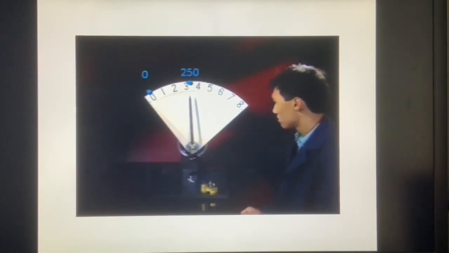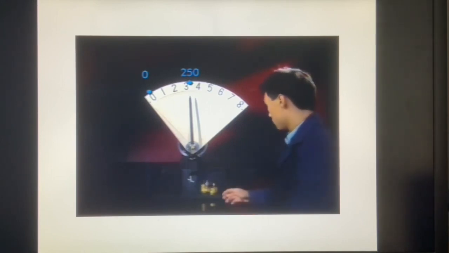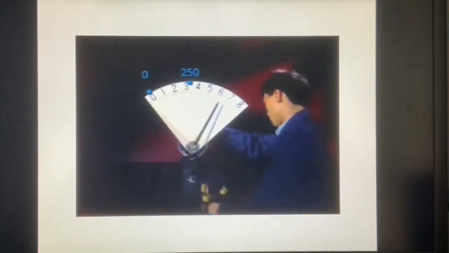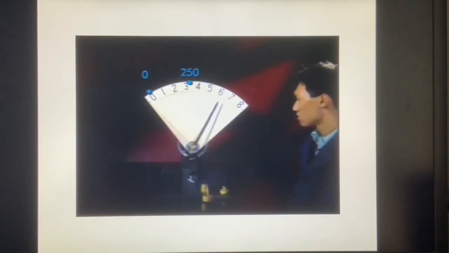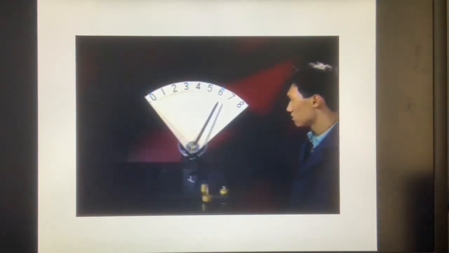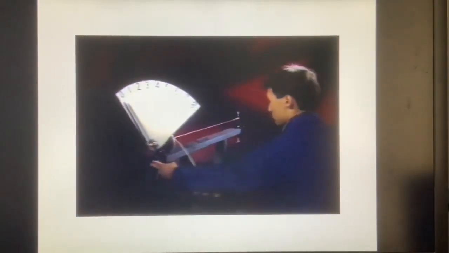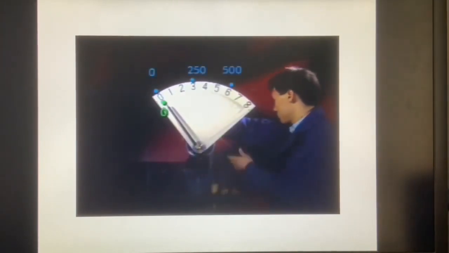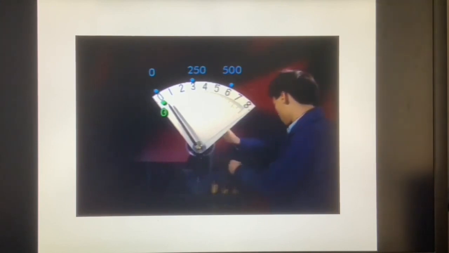Here is the amount the rod twists when 250 grams is hung from the band. Here is the amount of twist with 500 grams hung from the band. We'll now repeat the demonstration using a thicker copper rod. For comparison, we'll leave the last set of markings on the screen as we take new readings.